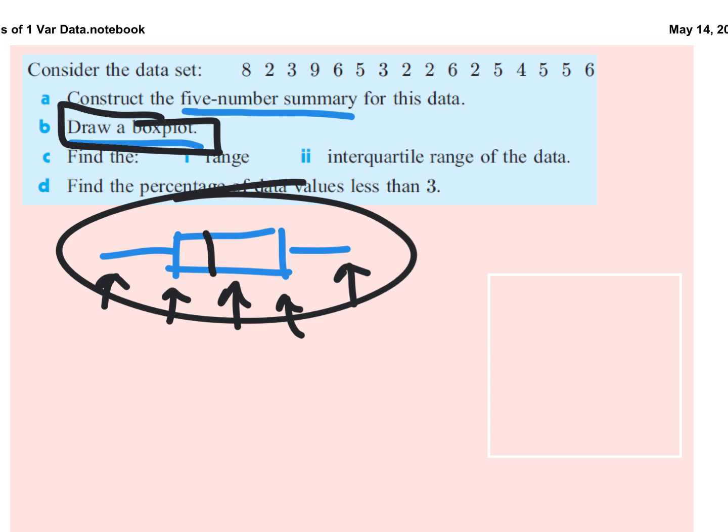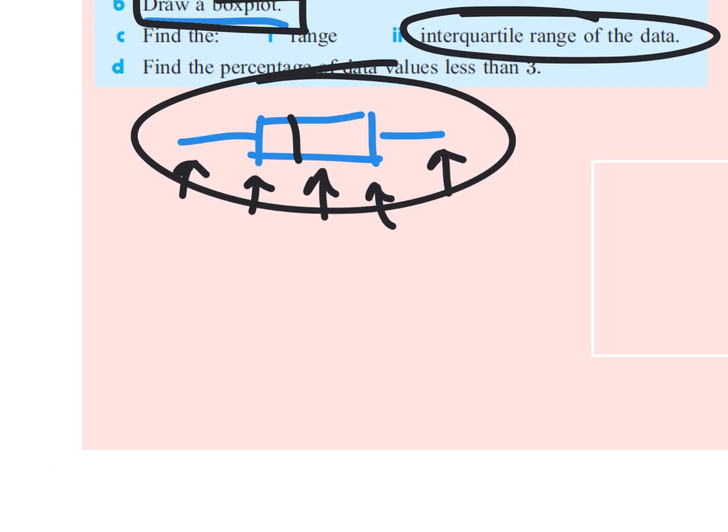Okay. Interquartile range, let me give you some numbers. Let's say this was 8 here, and let's say this was 10. What is the interquartile range then? 2. Just take the bigger minus the smaller on the quartiles. These are the quartiles.